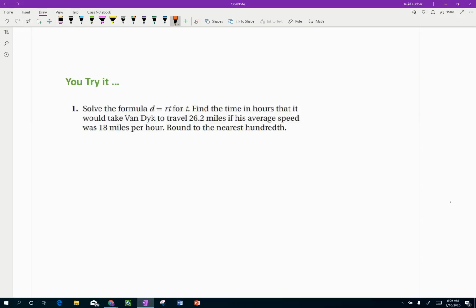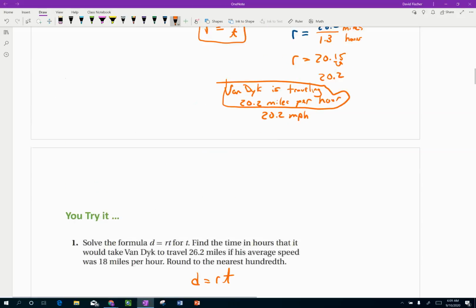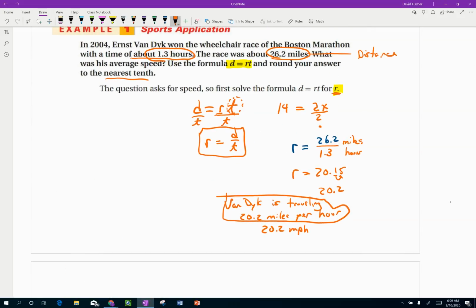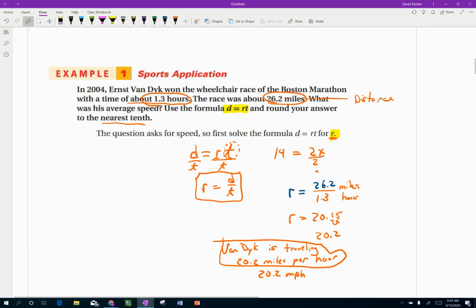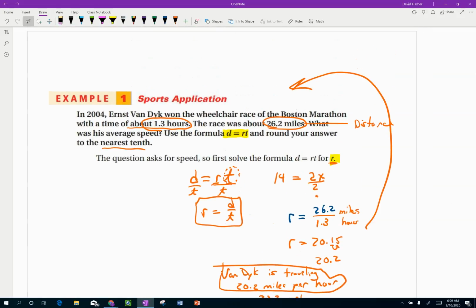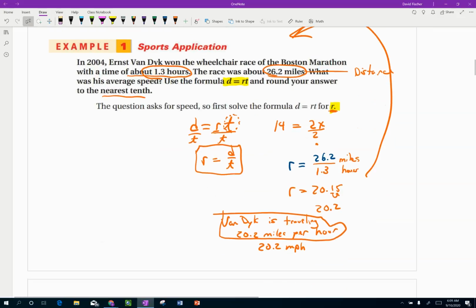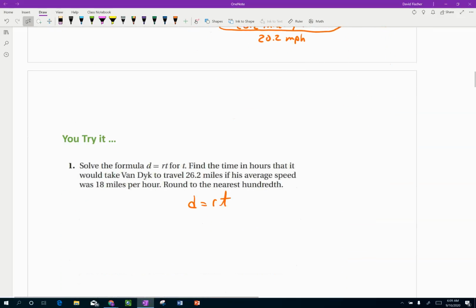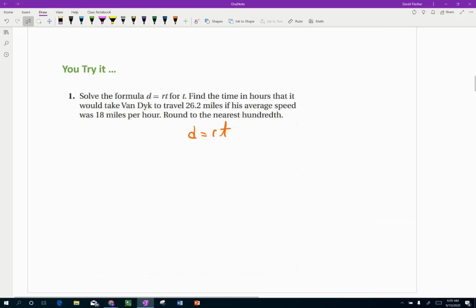So let's do that. Let's say D equals, last one we solved for R. And I'm just looking at your practice sheet. You don't have as much room as I had here, and I apologize for that. Sorry about that, but maybe find somewhere up here where it says sports application that you can do your work. Okay. All right. You probably already are frustrated with that. All right. So let's do you try it down here.